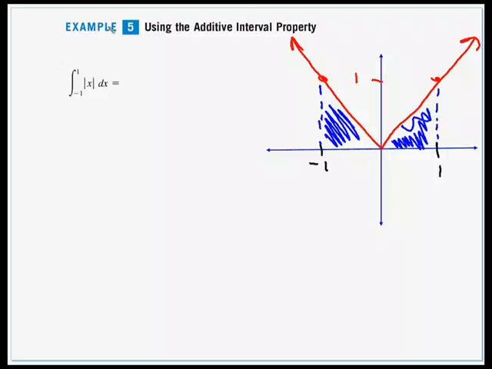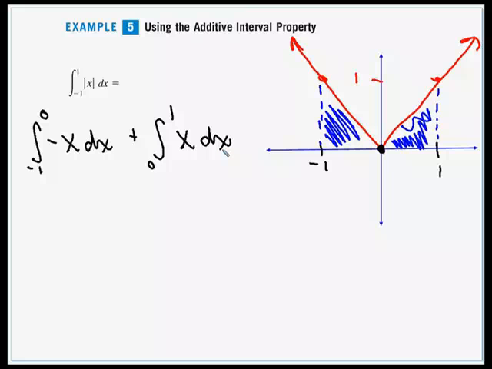So if we want to use this additive interval property, from negative 1 to 1, we're going to break up right here at the origin. So our first interval goes from negative 1 to 0, and that is just, this line on the left here is negative x dx, plus the integral from 0 to 1. So, originally we went from negative 1 to 1, now we're going from negative 1 to 0, and then picking up there at 0, and finishing off to 1. Now this line over here is just x dx.